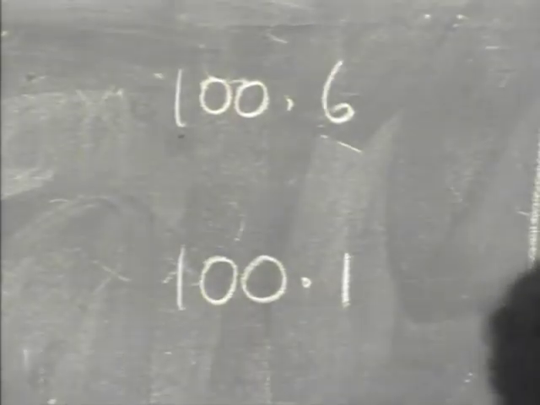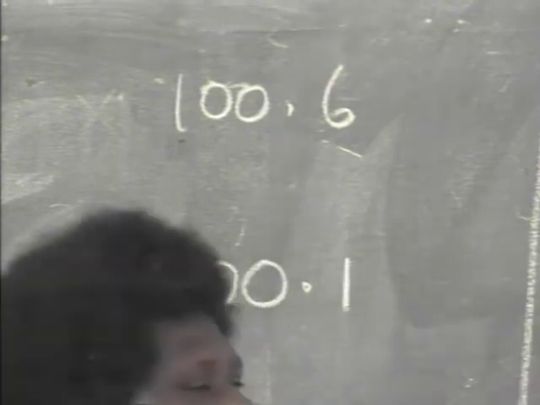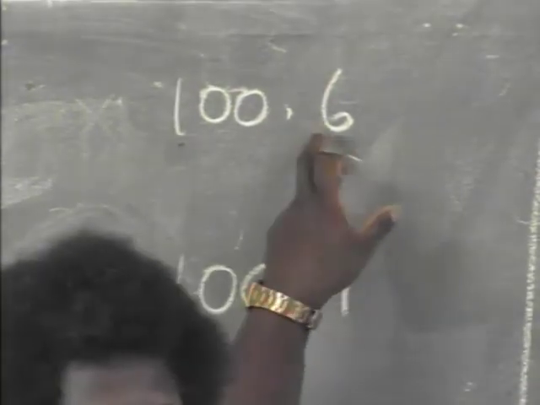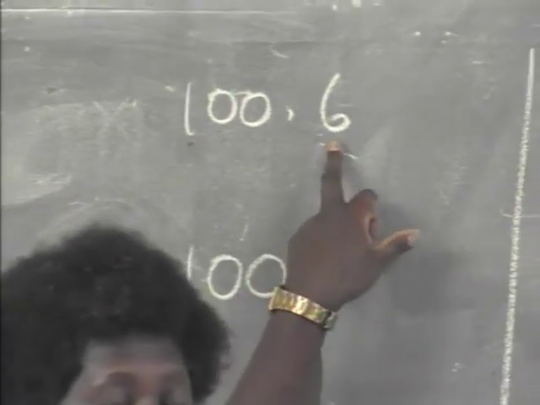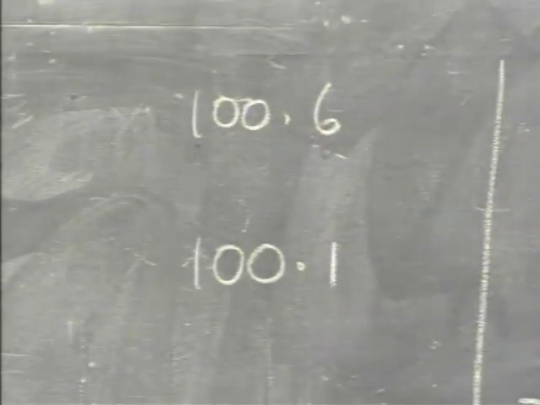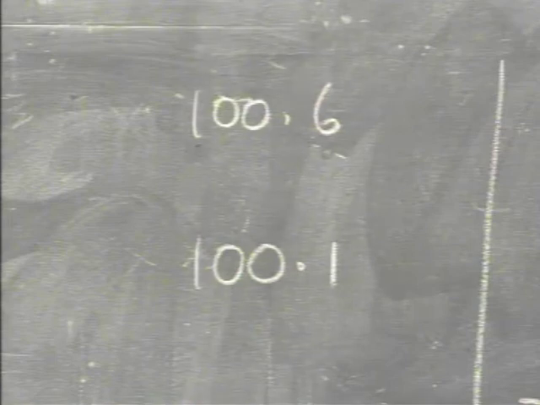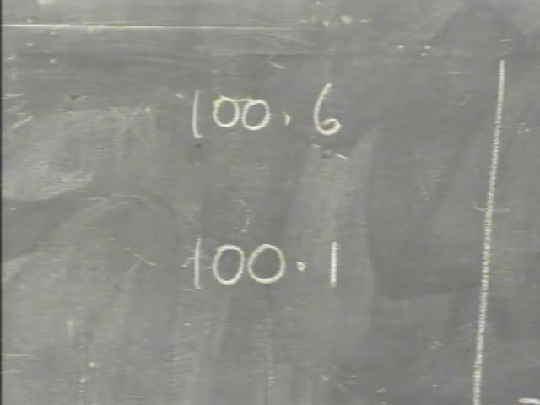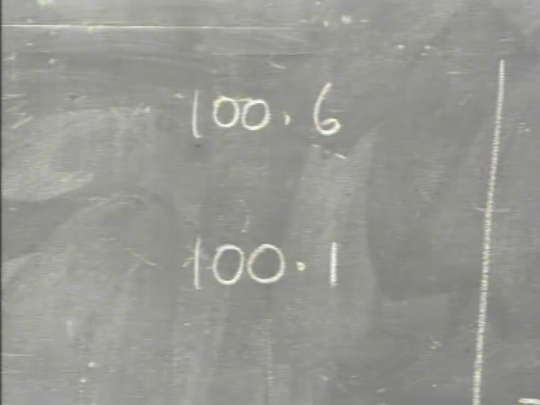Sorry, 101, because to three significant figures, we look at the fourth number. Okay, thank you for correcting me. So the answer is 100 to two significant figures. So long as we are clear, it's 100. Okay, good.